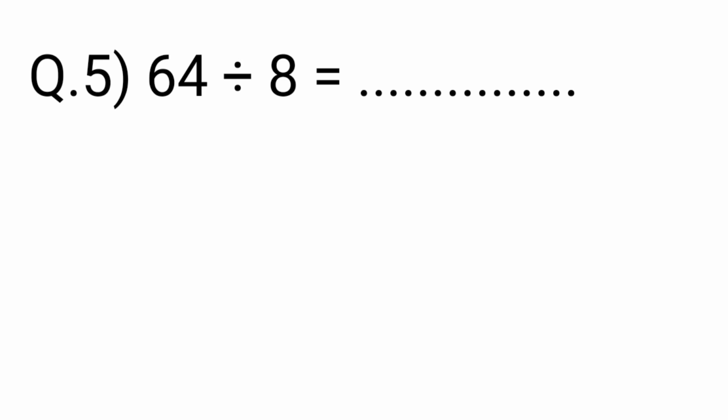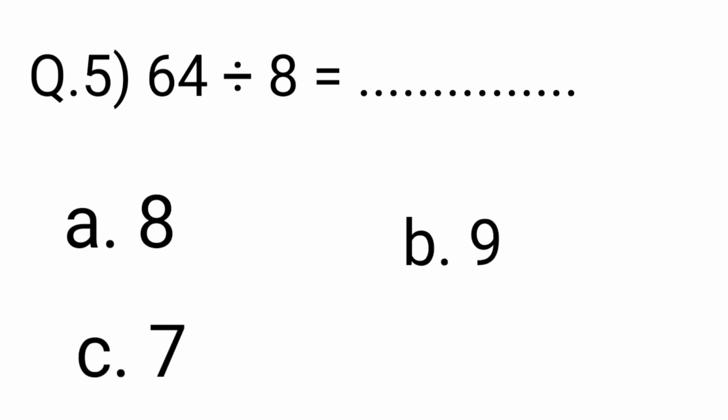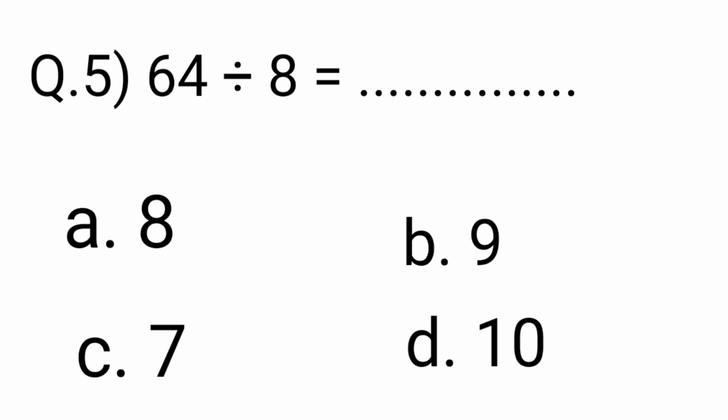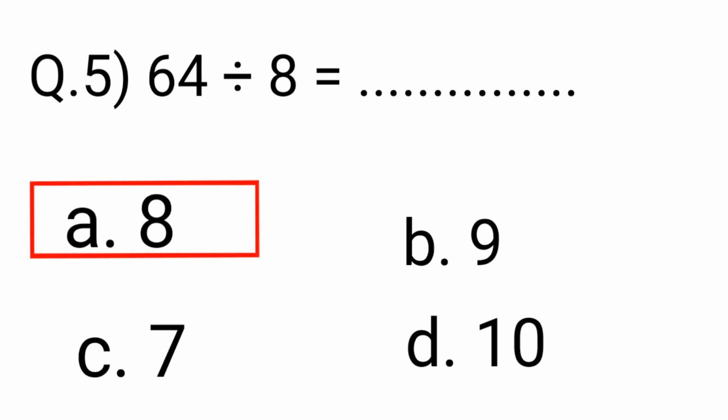Question number 5. 64 divided by 8. Option A 8, option B 9, option C 7 and option D is 10. The correct answer is option A 8.